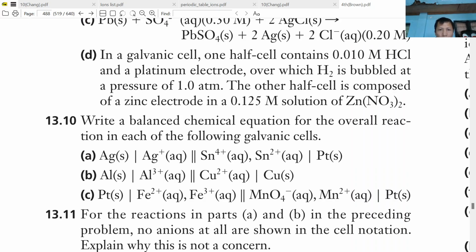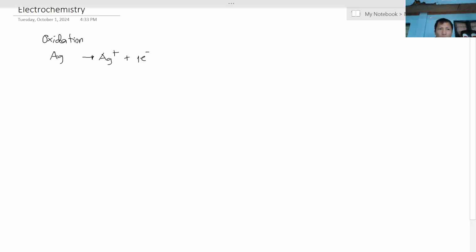And then next one, you have your Sn4+ and Sn2+. So therefore, that should be acquisition of electrons. That is Sn4+ to Sn2+. Okay, and then platinum is just an electrode, meaning it doesn't participate in the reaction. It will just be a metal through which your electrons will flow, but it is not part of the oxidation-reduction reaction. So what takes part is the Sn4+ going to Sn2+.